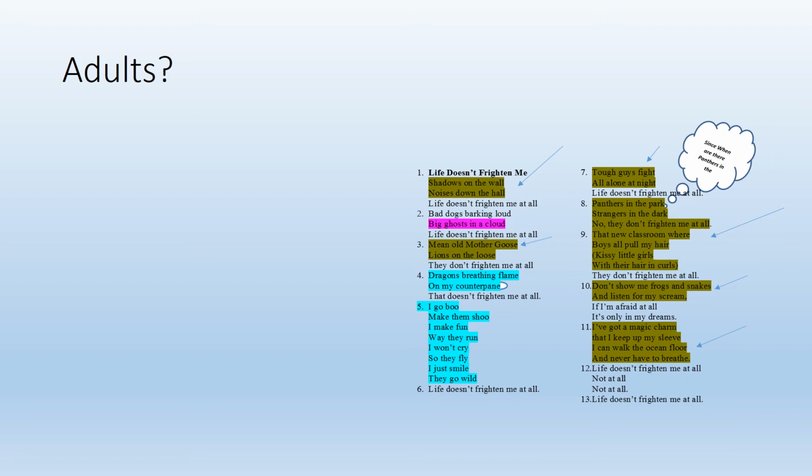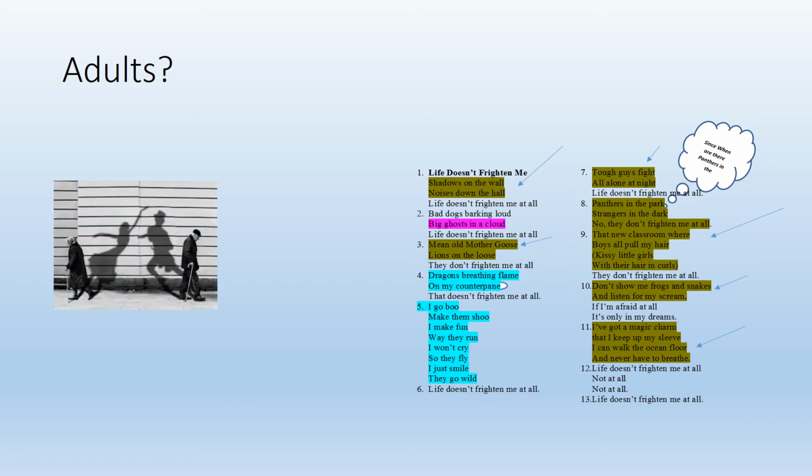The poem being written for an adult typically generates a lot of conversation. Here are some of the responses in green as to why this could be written for an adult. For some students, when they saw shadows on the wall and noises down the hall, they thought about someone who was elderly. One student responded that as you get older, you find yourself being more fearful, and that's why an adult, an elderly person, would be afraid of shadows on the wall and noises down the hall.